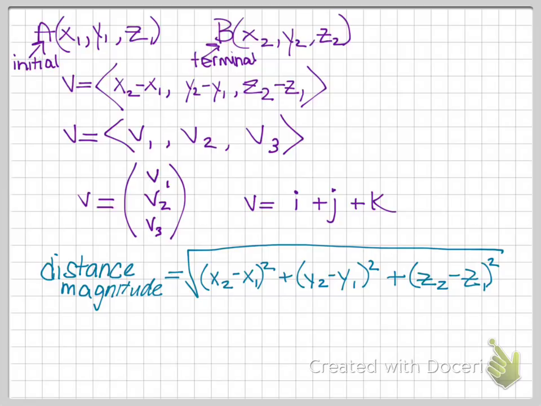Same thing if you wanted to find the magnitude, but it's already in vector form. You're just going to have v1 squared plus v2 squared plus v3 squared and the square root of that whole thing. All right.